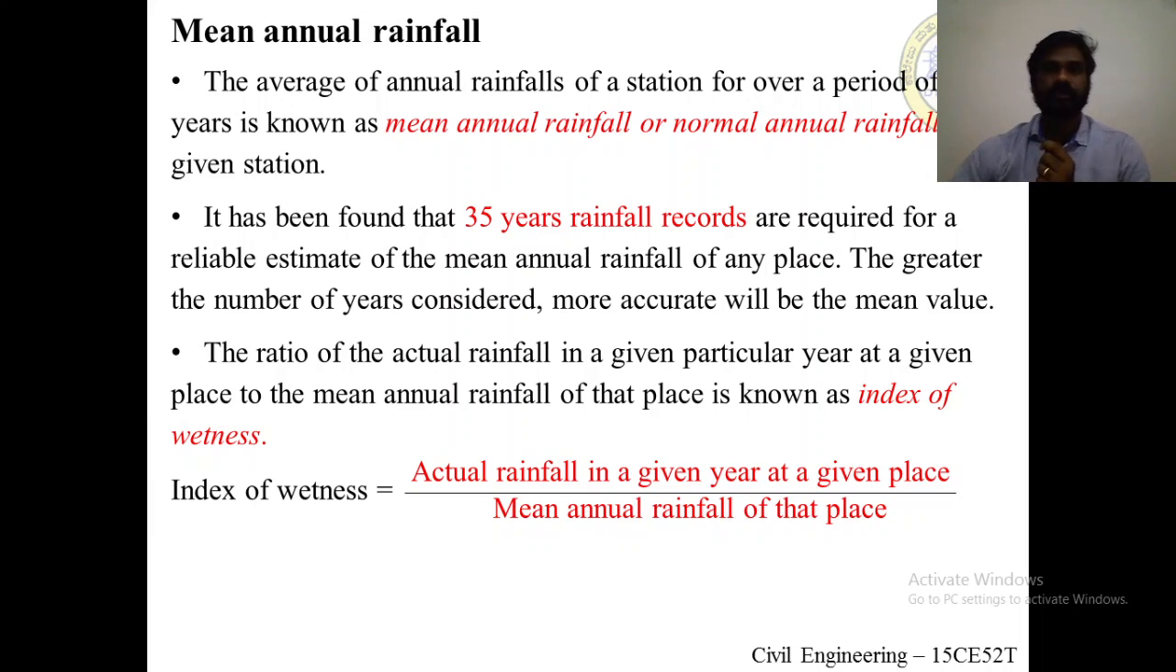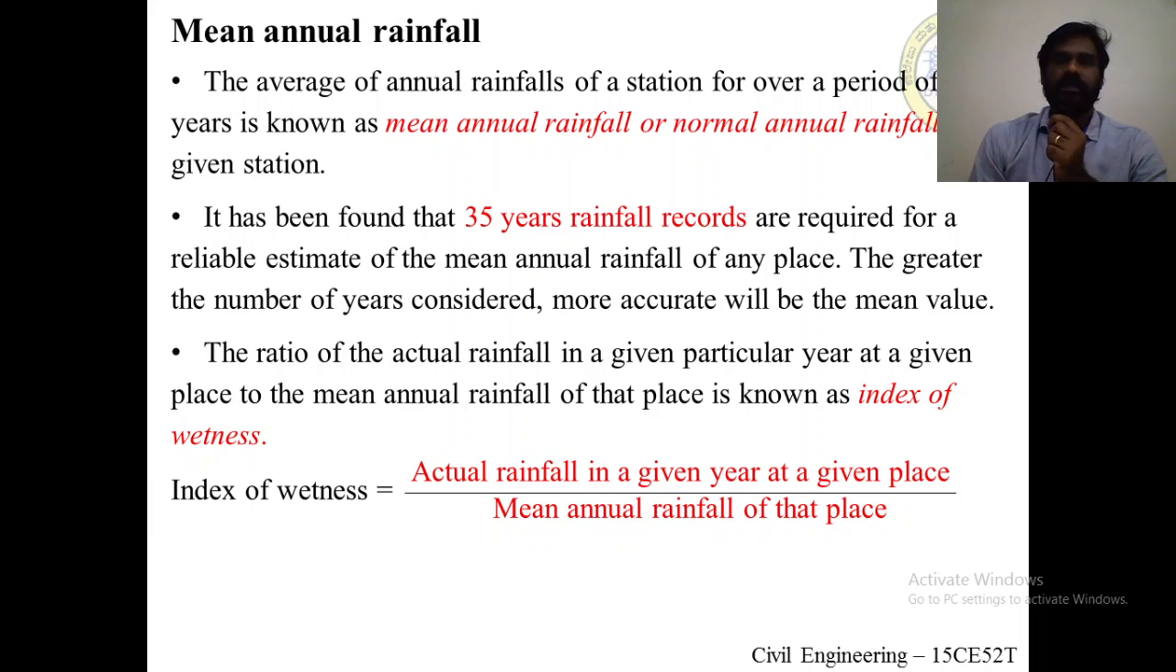See, the average of annual rainfalls of a station over a period of 35 years is known as mean annual rainfall or normal annual rainfall of the given station. If we collect the data of 35 years of annual rainfalls of a station and then we average it, we will get the mean annual rainfall or normal annual rainfall.